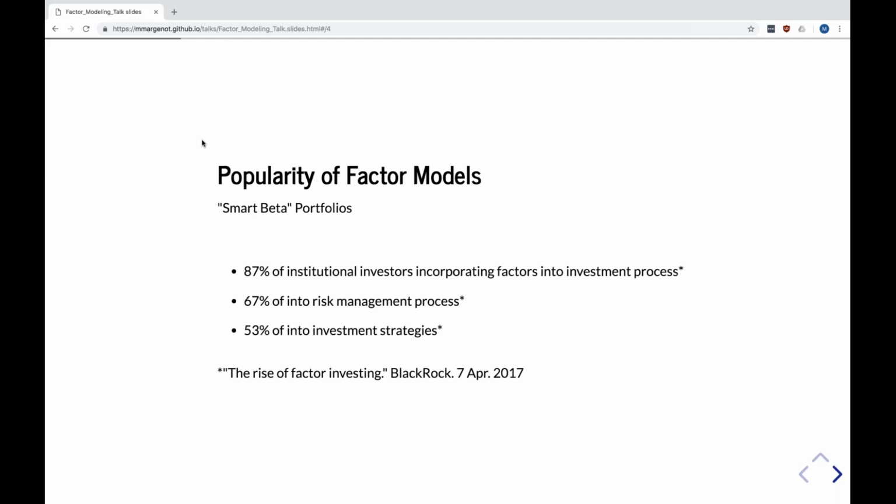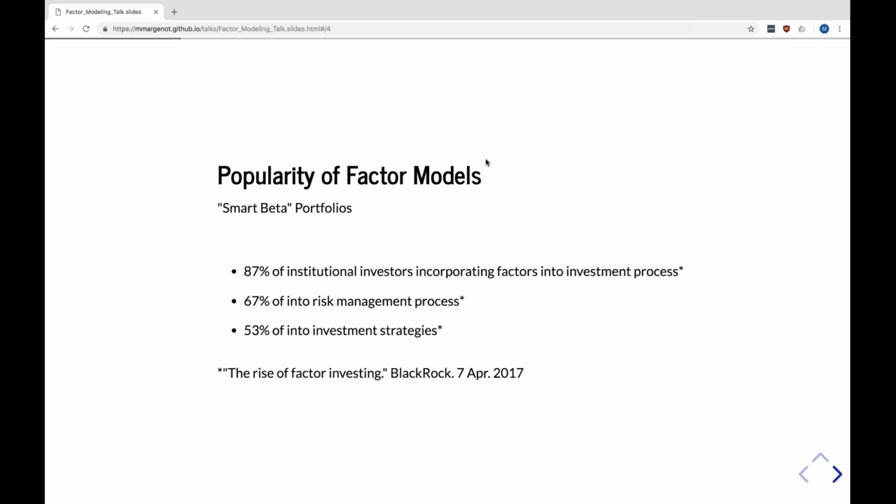And here's some stats. According to this Rise of Factor Investing set of stats from BlackRock, which was published in 2017, around 87% of institutional investors are incorporating factors into their investment process. That's super general and non-specific, but 87% is a pretty big number, right? Only 13% of people are left out of the party, which is pretty good as far as parties go.